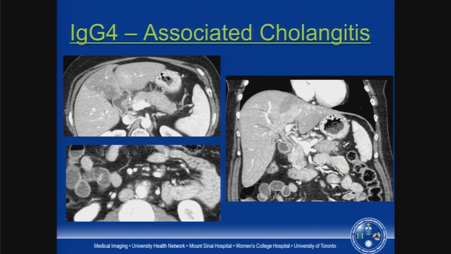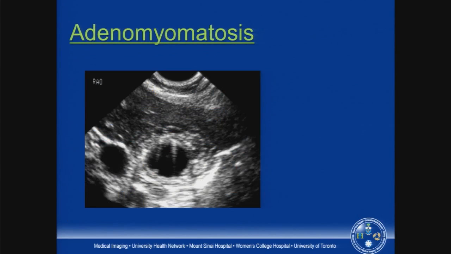Here's another very nice example on CT where we see the thickened bile ducts, smooth wall thickening, the sausage appearance to the pancreas. It's bulky, it has a slightly low attenuation, and in this case, look around the rest of the abdomen. This patient has early retroperitoneal fibrosis, so that should prompt you to consider the diagnosis and suggest that the patient have IgG4 levels obtained.